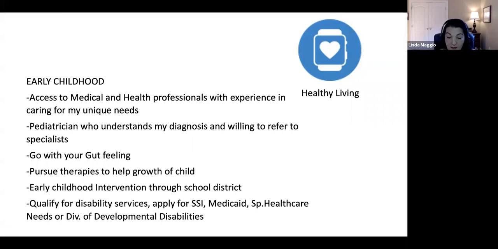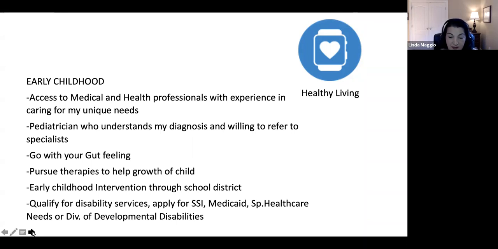There are also developmental pediatricians who focus on the developmental, behavioral, and learning issues from infancy to childhood, and they can be very beneficial. Another thing is to allow families to go with their gut feeling. If they're working with a professional and something doesn't feel right, it's okay to stop and reassess.